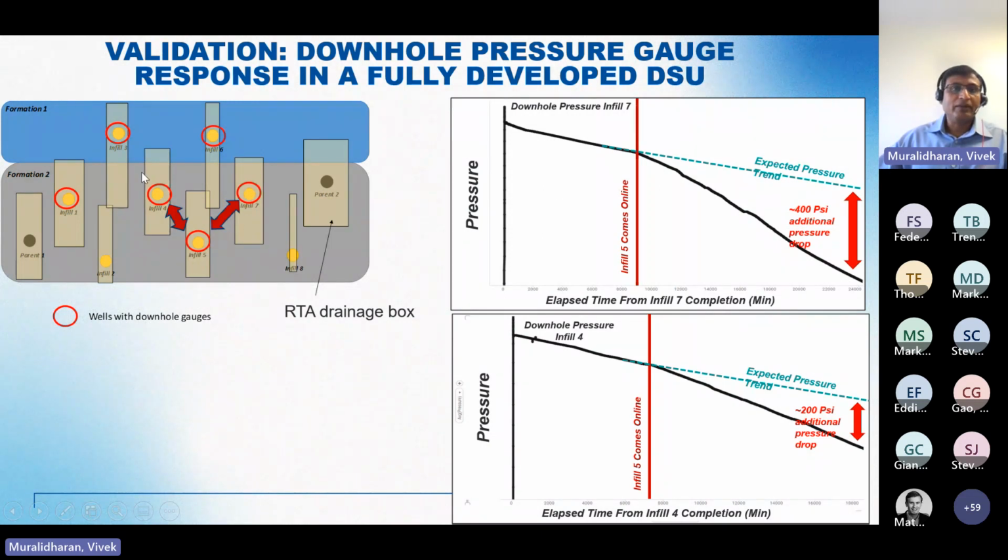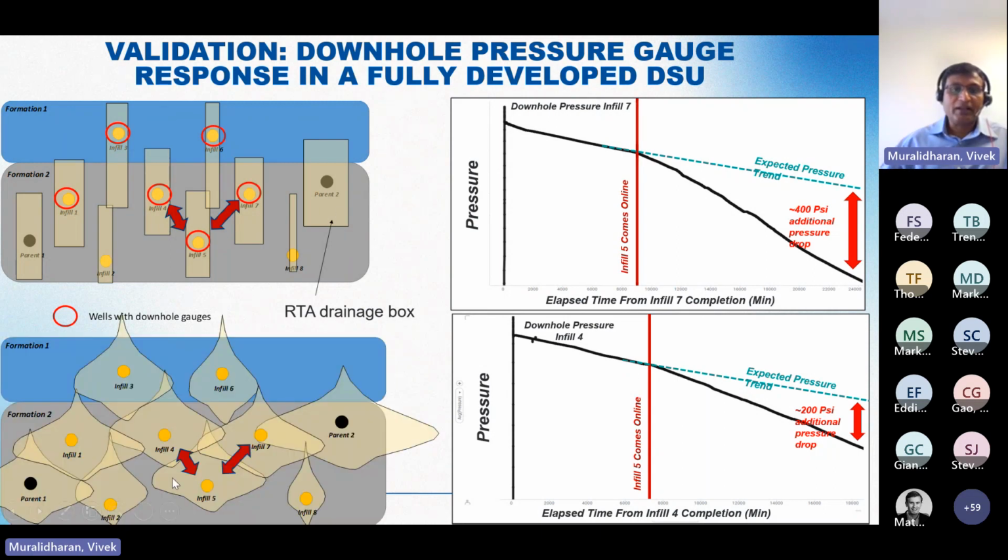But when we did this RTA, even after correcting for water, you are not able to explain the interference here. Now when you correct it to a teardrop shape, you can see that 4, 5, and 7 are all connected SRVs. So of course, when one of the wells comes on, you're going to see some kind of pressure change from all of those. This may not be an exact quantification, but directionally it's explainable why you should be seeing some deviation in the pressure trend when infill 5 came on.